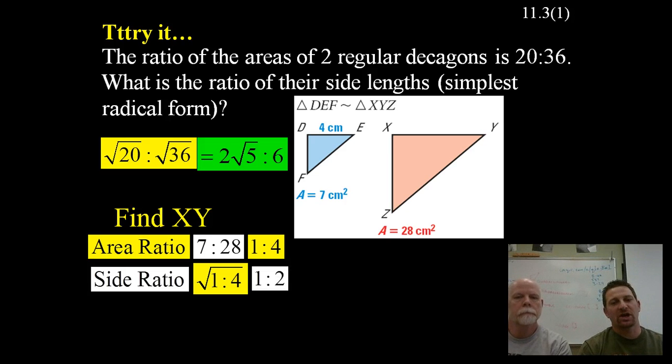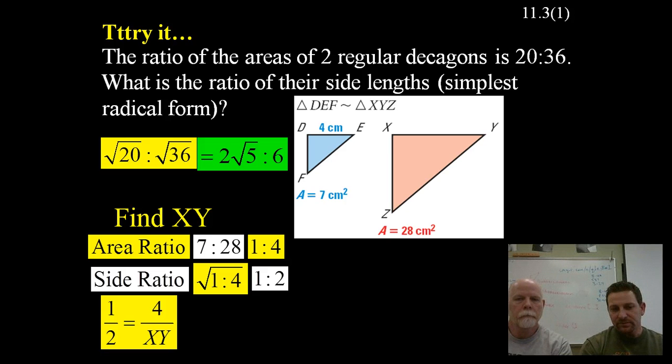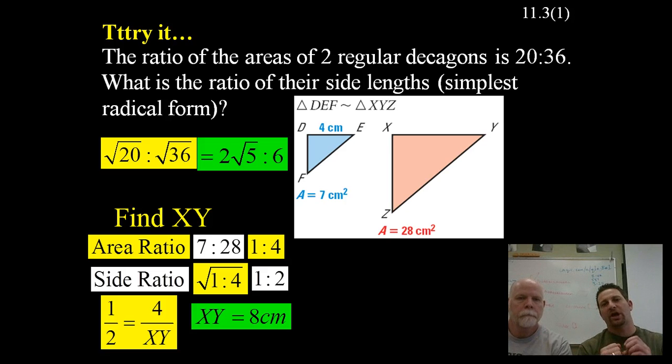And now you know your side ratio is 1 to 2, so now you just go back and plug it in. So 1 represents the small triangle, 2 represents the large triangle. So now I go 1 to 2 equals 4 to xy, and then I cross multiply, and I get xy equals 8. All right, and so this is the only part that's hard a lot of times when I see kids doing this, is when they look at that ratio, they forget, I got to square root, I got to square root, I got to square root.